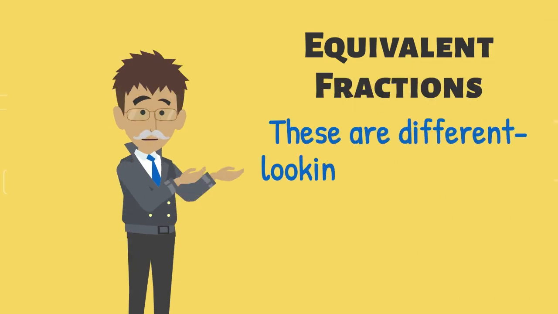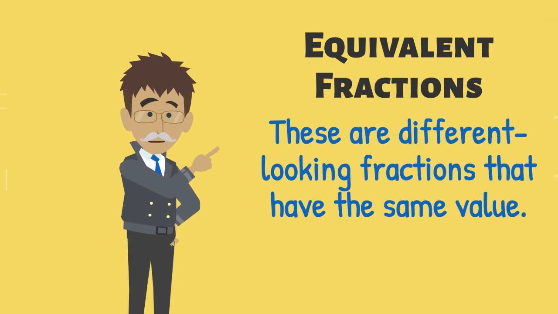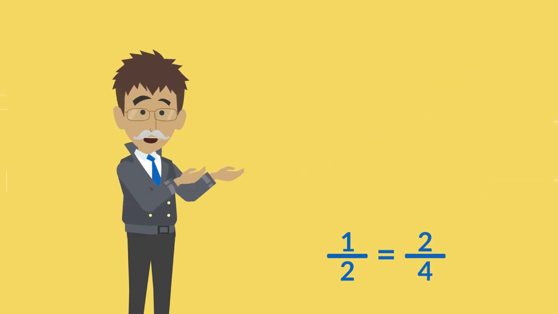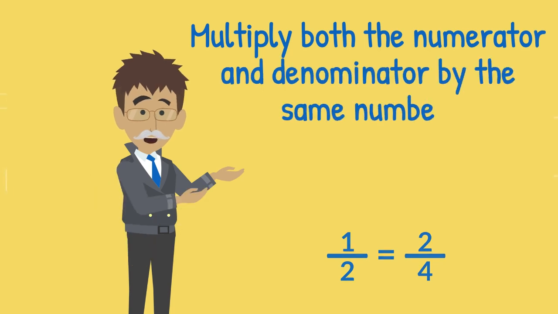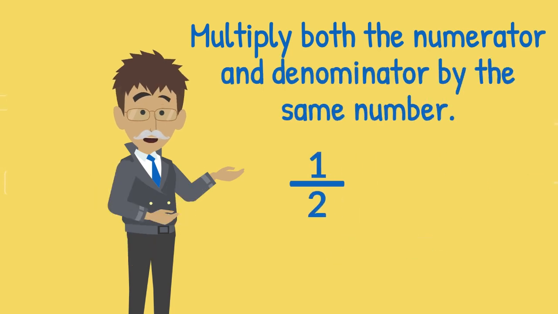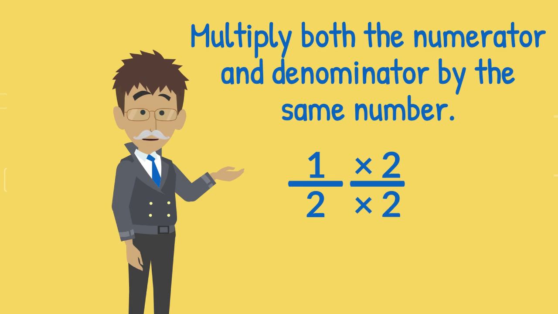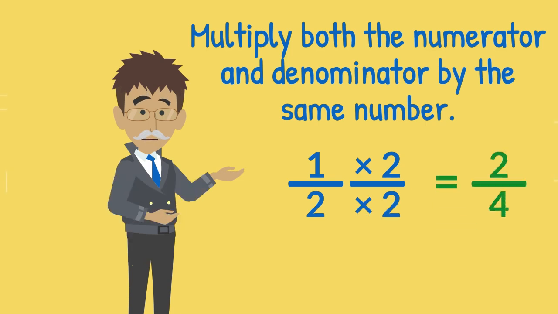These are different-looking fractions that have the same value. For example, 1/2 and 2/4 represent the same amount. We create equivalent fractions by multiplying the numerator and the denominator by the same number. So if I take 1/2 and multiply the top and bottom by 2, I get 2/4.